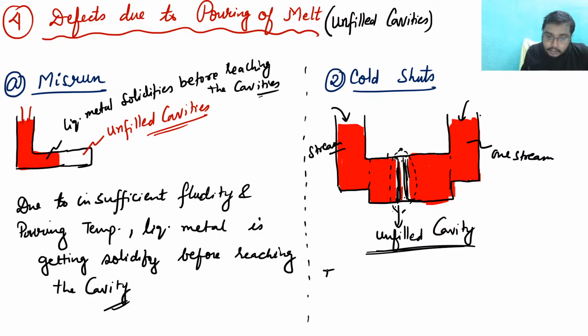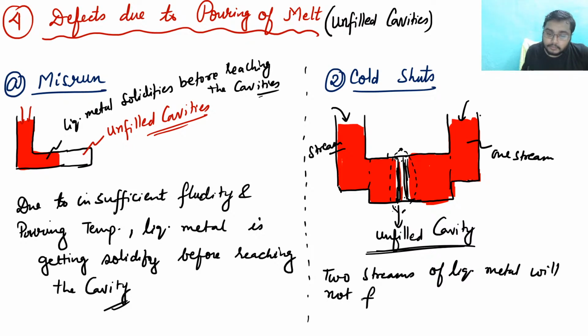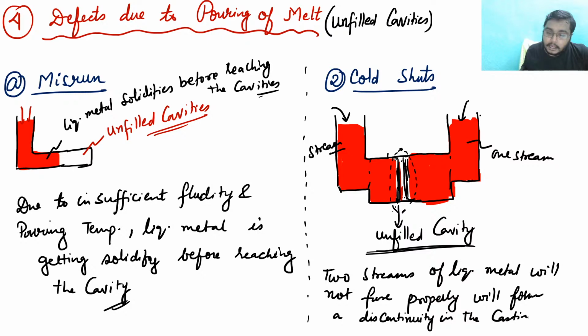Why is this cold shut there? Because two streams of liquid metal will not fuse properly and will form a discontinuity. Clear? A discontinuity in the casting, and this leads to an unfilled cavity, and this is known as cold shut. So I think defects due to the pouring of melt are clear to you.